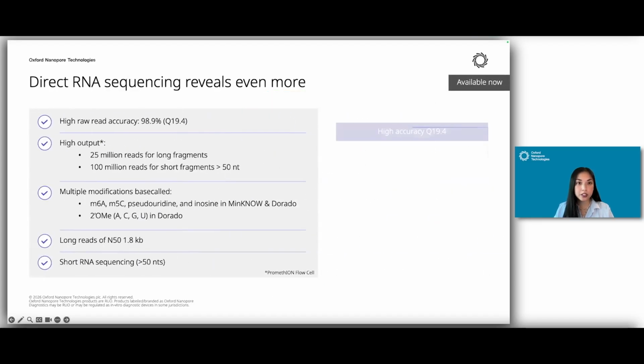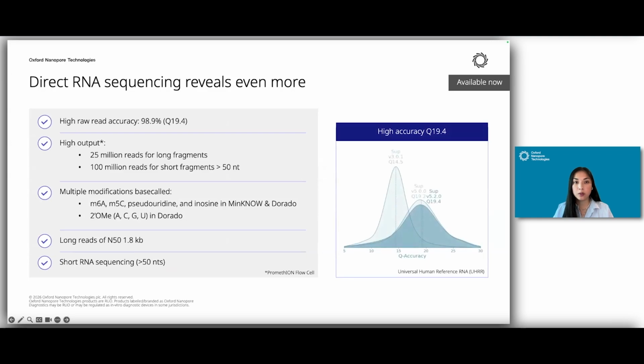So in summary, the direct RNA sequencing reveals even more with high raw read accuracy at 98.9%. We do have a high output, where we typically in nanopore land think about the number of bases generated because we are read length agnostic. But since we're talking about RNA, we look at 25 million reads for longer fragments or even 100 million reads for shorter fragments that are greater than 50 nucleotides.